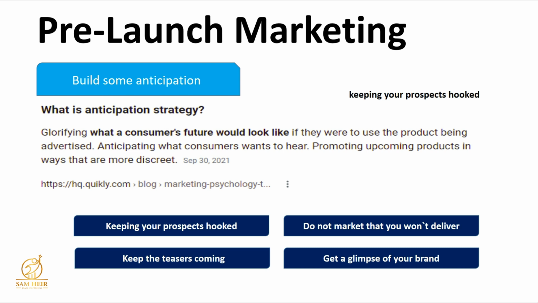So get a glimpse of your brand. That's what Elon did as well with the Tesla Cybertruck. It was not launched and not available in the showroom, but they brought it onto the stage and showed it to people in front of a big LCD screen. So just show them what it is and what they're going to be expecting, and it should not be false information for people to get involved in. All right, so that's one of the things under build some anticipation.